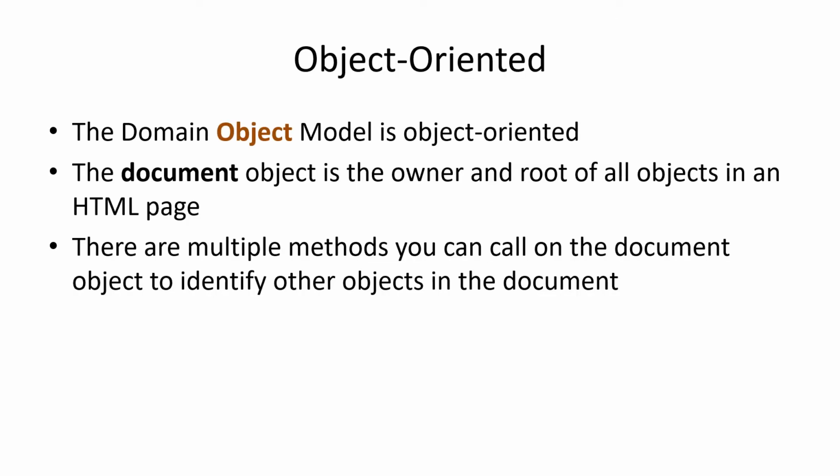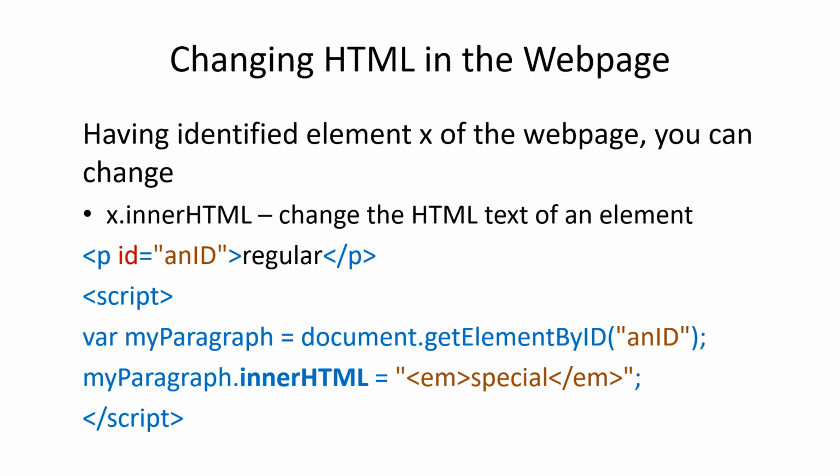As you might guess, the domain object model is object-oriented, and the document object is the owner and root of all the objects in the HTML page. There are multiple methods you can call on the document object to identify other objects in the document. One of the simplest actions a JavaScript program might take in a web page is to change or read the value of an element, being a paragraph or a button or anything on the page. There is a property innerHTML of elements, and the innerHTML is the text of that element.